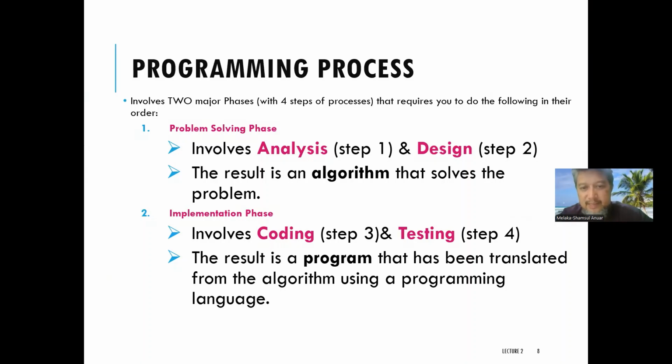So analysis is step 1, and then the design is step 2 in the problem solving phase. The result is an algorithm that solves the problem. And then the implementation phase involves coding. So you actually write the code line by line. And then testing it to see whether you get what you expect to get, or to see whether the quality of the output is acceptable.